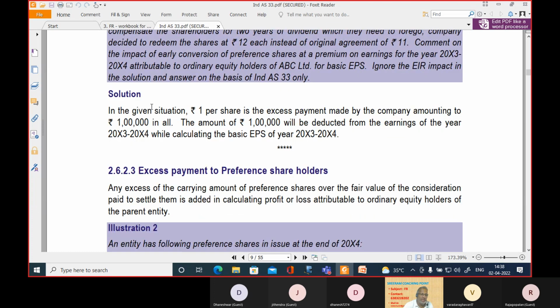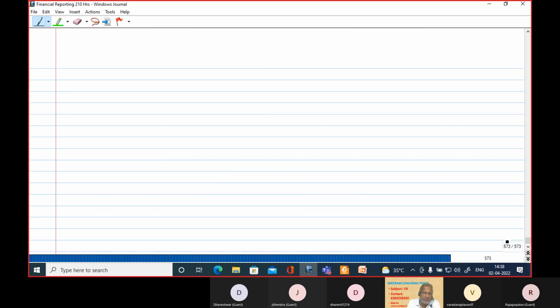So in the given situation, rupee 1 per share is the excess payment made by the company, amounting to rupees 1 lakh in all. The amount of 1 lakh will be deducted from the earnings for 20x3-4 while calculating EPS for the year. So what is it that we are expected to know? Question number 1, ICAI study material.